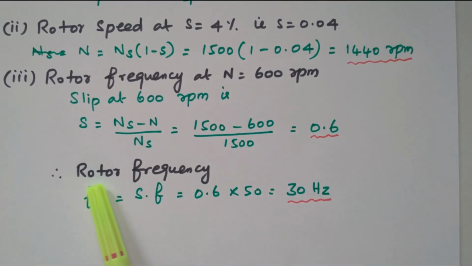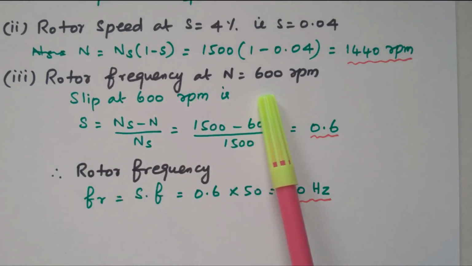So with this data we can find the rotor frequency. F refers to the frequency of the supply system. Fr refers to the frequency of the rotor. The formula is Fr equal to S into F, slip into frequency. The slip we calculated is 0.6. So 0.6 into 50, where the frequency is 50, gives 30 Hz. So the frequency of the rotor is 30 Hz. So now we calculated all three parameters: synchronous speed, rotor speed at 4% of slip, and rotor frequency at the speed of 600 rpm. Now we will go to the second problem.